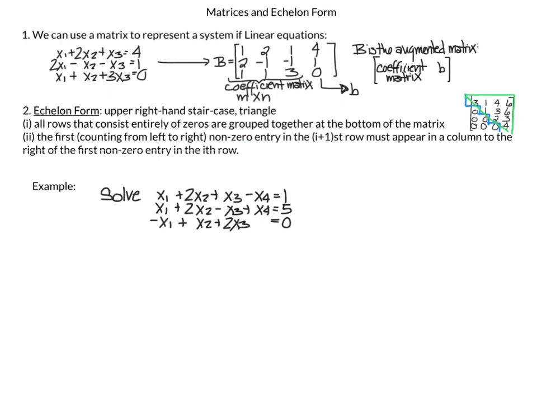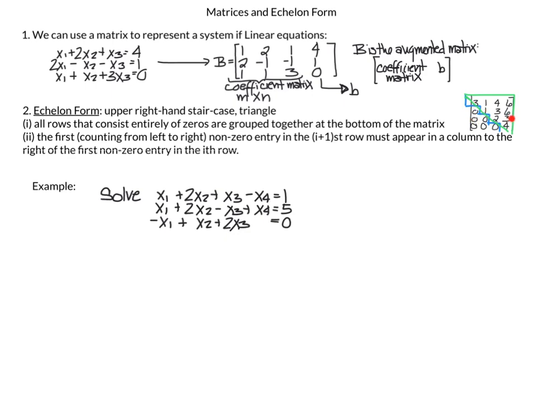in the i plus first row must appear in a column to the right of the first non-zero entry in the ith row. So if we look at the second column, its first non-zero entry, which is 1 here, must appear to the right of the first non-zero entry in the previous row, which it does because the first non-zero entry in the previous row is over here, the 3. So for the next row, the first non-zero entry appears to the right.